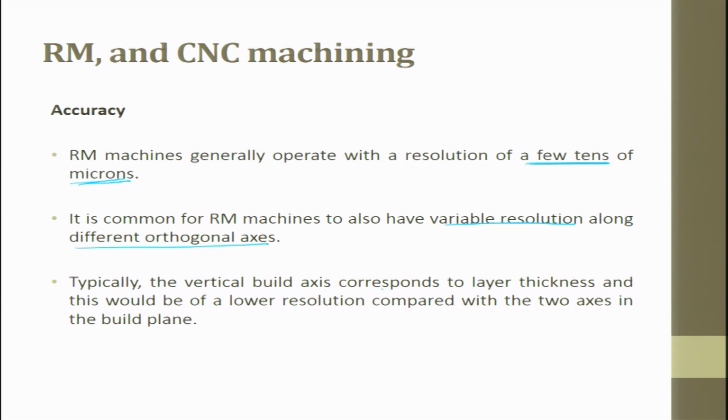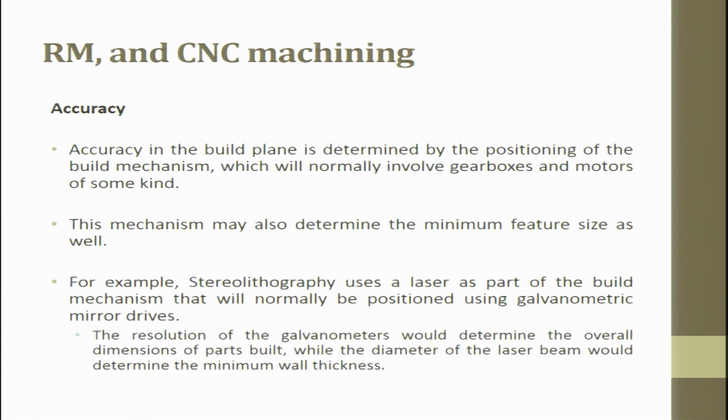Typically, the vertical build axis corresponds to layer thickness, and this would be a lower resolution as compared with the two axes in the build plane. So, this is the build plane, x and y, and this is the z direction. The roughness in the z direction is different from x and y. Accuracy in the build plane is determined by the positioning of the building mechanism, which will normally involve a gearbox and motor of some kind. The mechanism may also determine the minimum feature size.